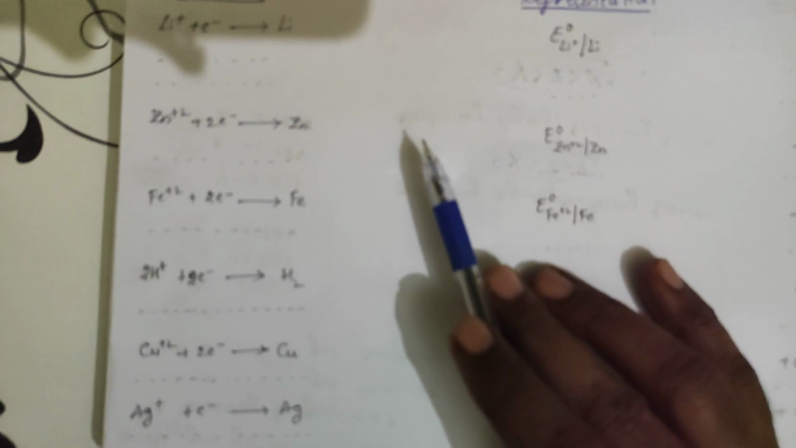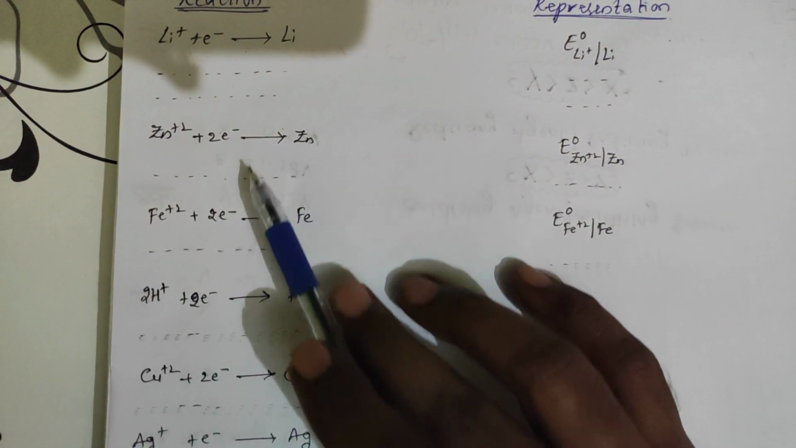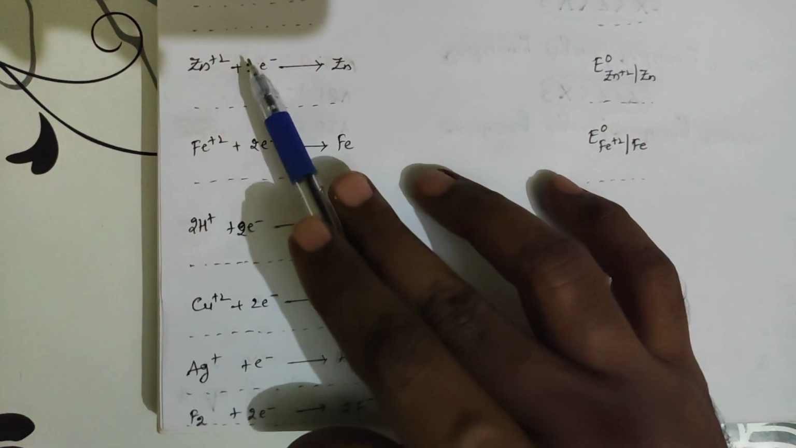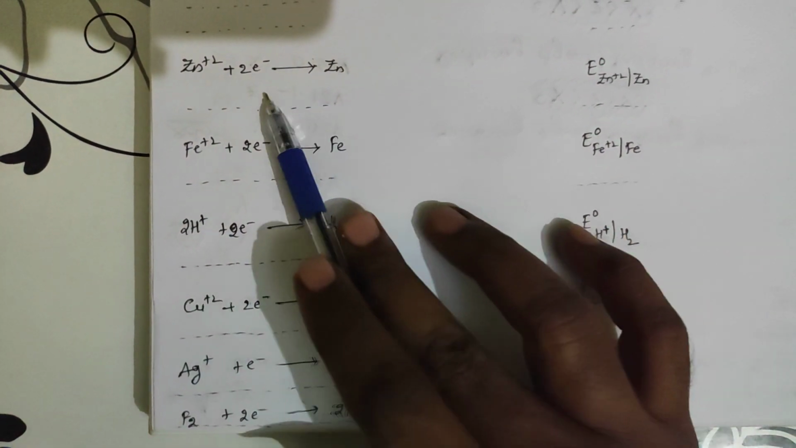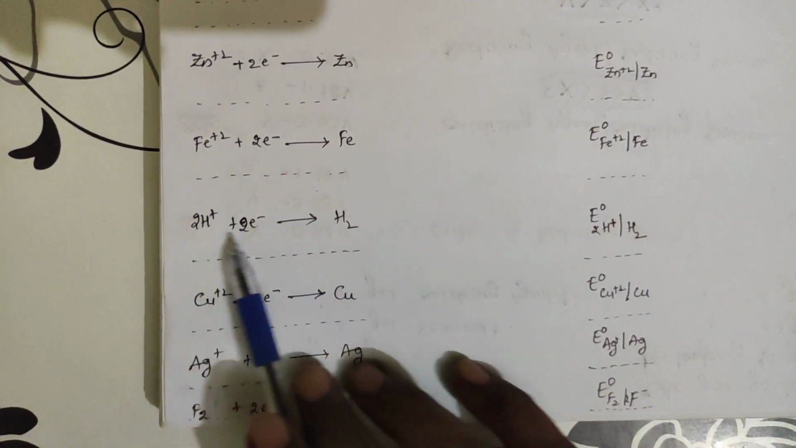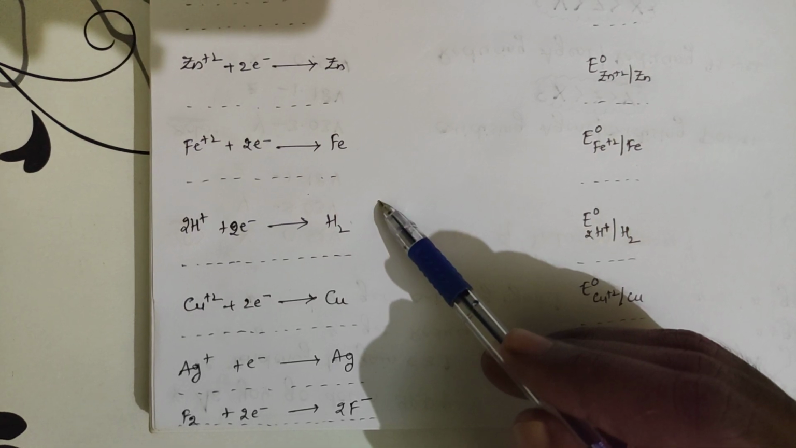Okay. Next, suppose I take Zn plus 2 as well as H plus. Whenever zinc combines with hydrogen, zinc undergoes what? Zinc undergoes oxidation, and H plus undergoes reduction. Whenever this undergoes reduction, the reaction will be in this way only. Then it liberates H2 gas.